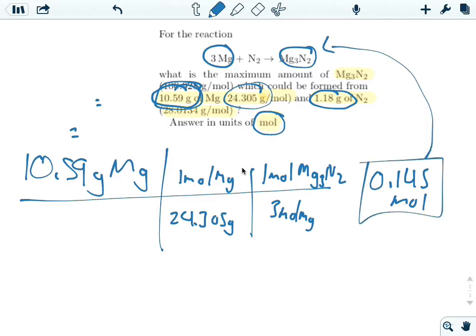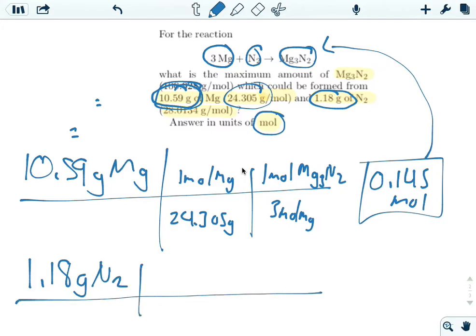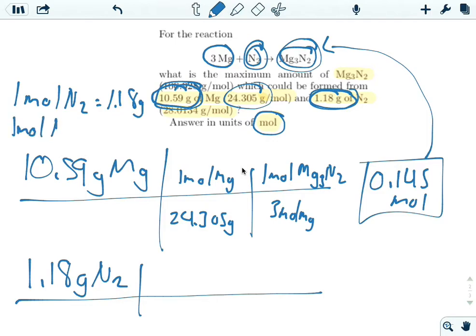Now, all we're going to do is do the same exact thing, except we're going to start with our nitrogen. So it's 1.18 grams of our nitrogen. Set it up. Again, here's our molar mass. So 1 mole of nitrogen equals our 1.18 grams of our nitrogen, and then we need our mole ratio. So nitrogen to our magnesium nitride is 1-to-1. So 1 mole of nitrogen equals 1 mole of our magnesium nitride.